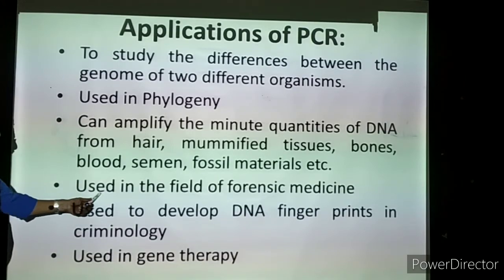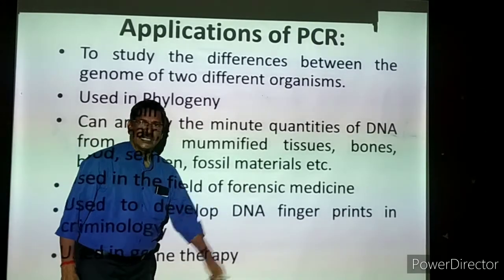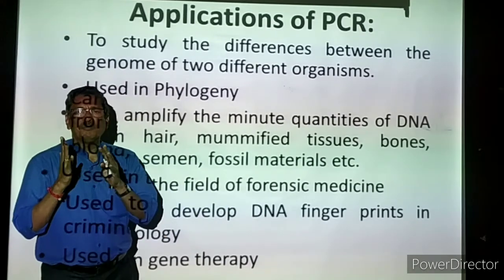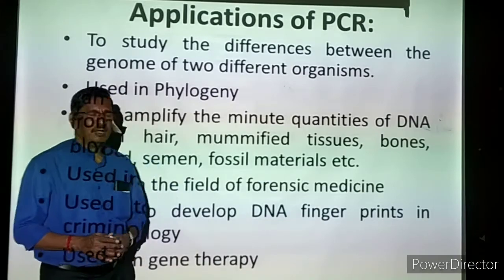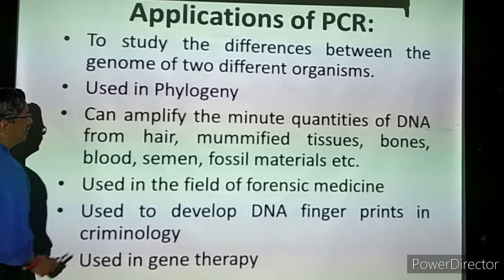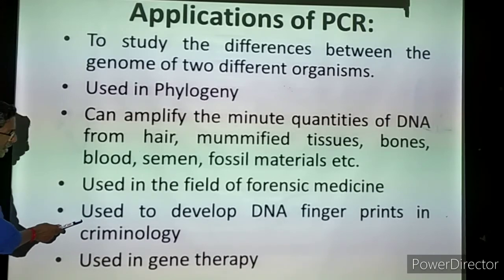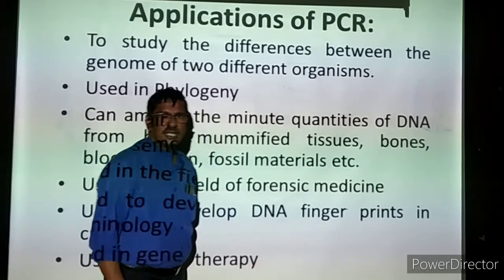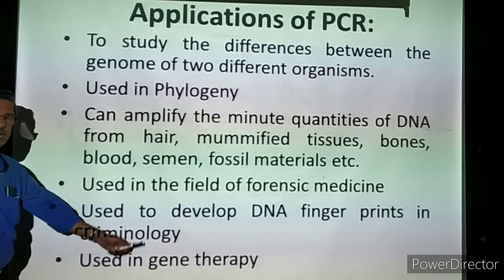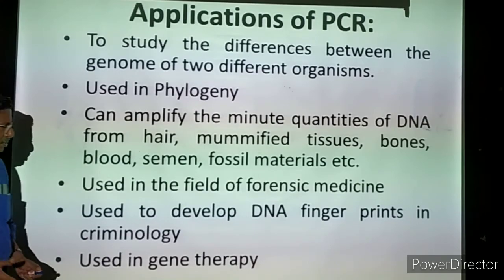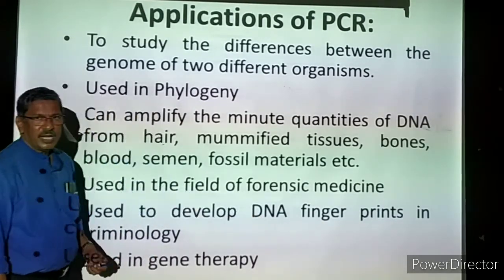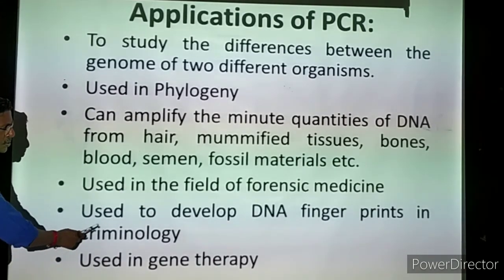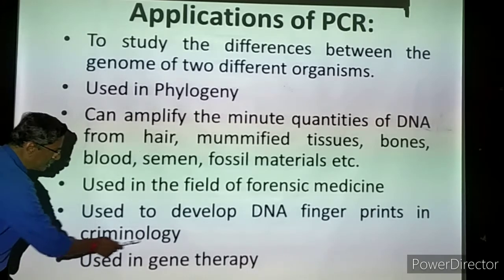It is used in the field of forensic medicine, with fingerprints. Suppose fingerprints are found, then we can easily trace out what the DNA is. For that, PCR is very useful. It is used to develop DNA fingerprinting, particularly for criminology. They take the fingerprints and identify the DNA, and they can easily identify whether the DNA is matching with the person or not. It is used to develop DNA fingerprints in criminology.